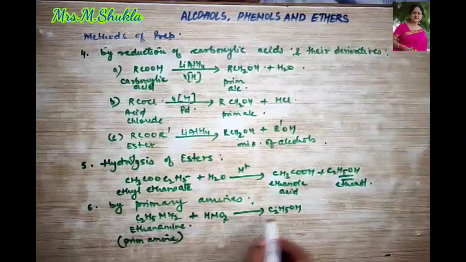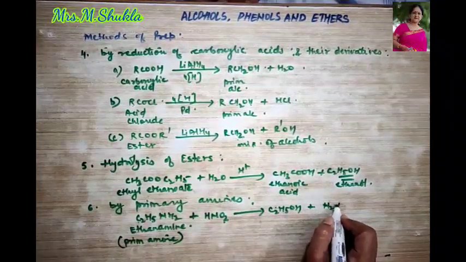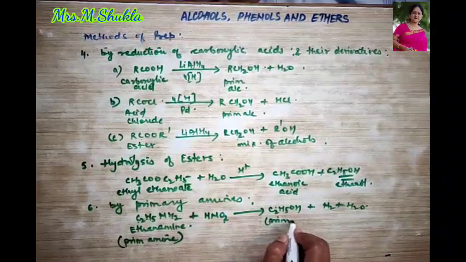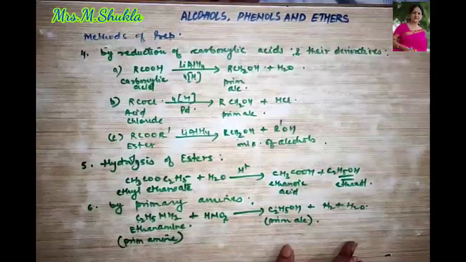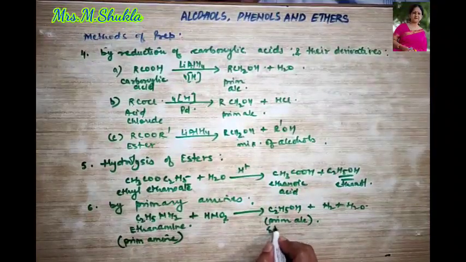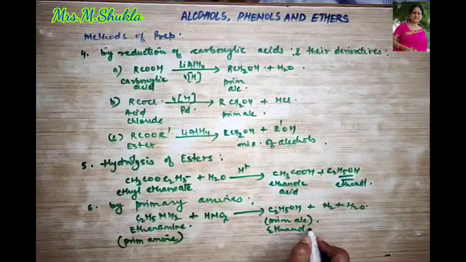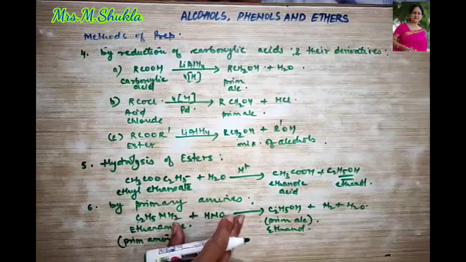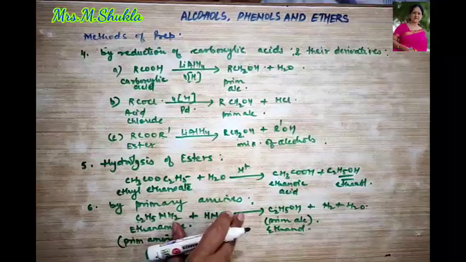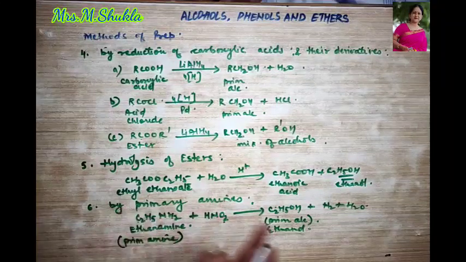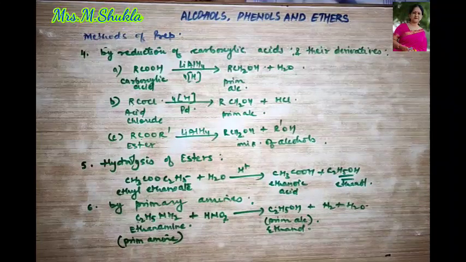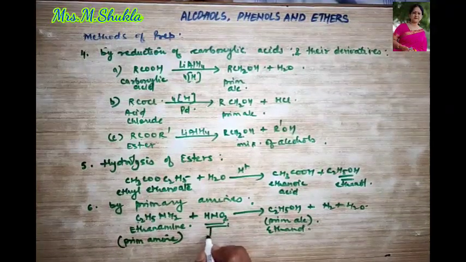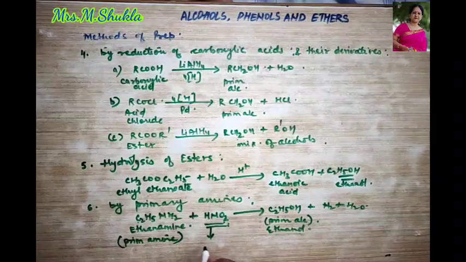C2H5OH plus nitrogen will be given out plus water, and this is called your primary alcohol. What is the name of it? Ethanol will be formed here. So remember, in this method, the nitrous acid is produced when sodium nitrite and hydrochloric acid are added to the mixture. How is this nitrous acid formed?